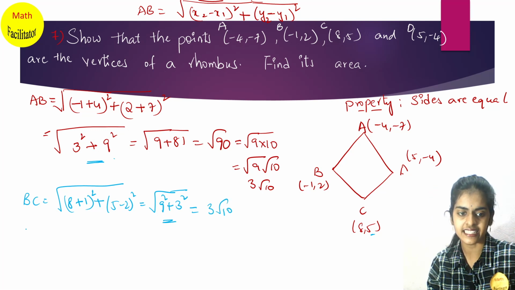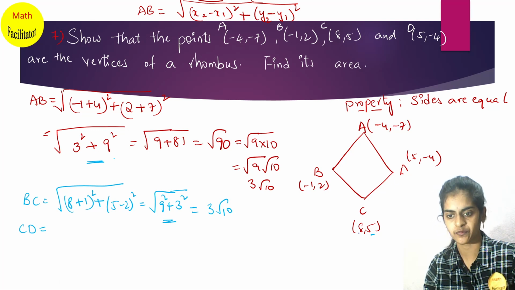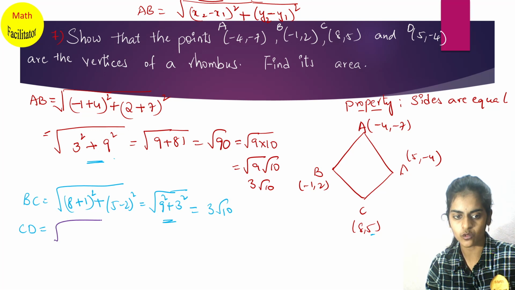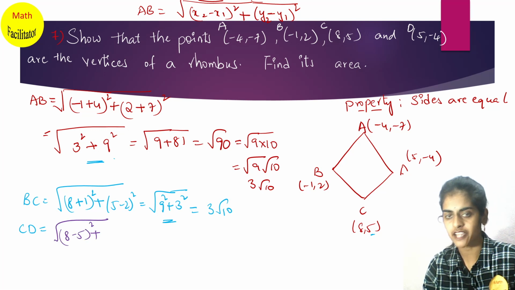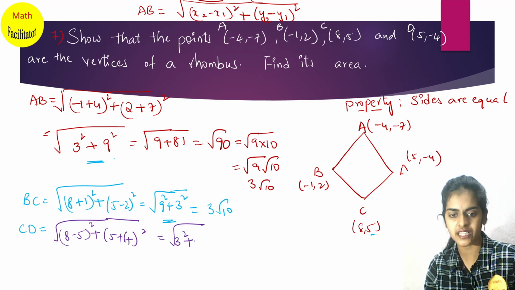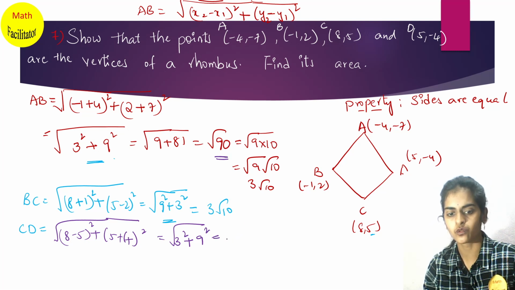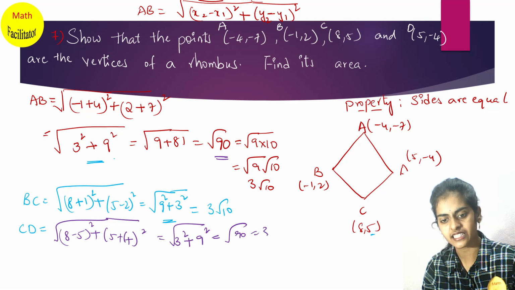Okay, let's see the next one. Let's find what is CD. CD is equal to these 2 points. So root over 8 minus 5 the whole square plus 5 minus of -4, which gives you 5 plus 4, whole square. So this is again 8 minus 5 is 3, so 3 square plus 5 plus 4 is 9, so 9 square. So 3 square plus 9 square gives you again root 90. So that is 3 root 10.